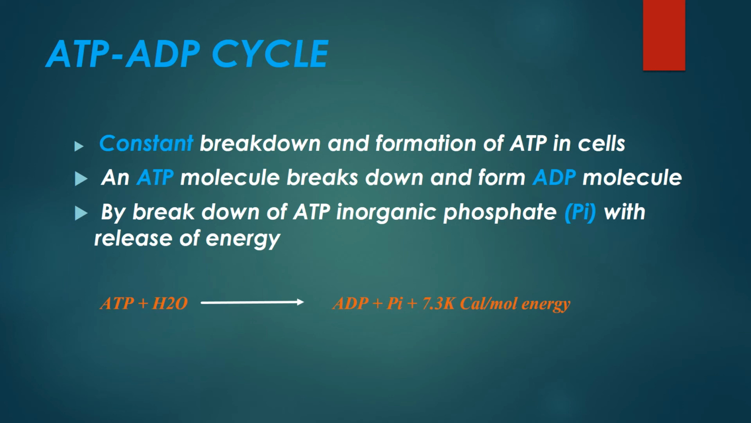An ATP molecule breaks down and forms ADP molecules, by breakdown of ATP into inorganic phosphate with release of energy. Here in this chemical reaction you can see ATP is hydrolyzed by water, and one phosphate is released, ATP changes into ADP. Also energy is released, 7.3 kcal per mole of energy is released. So this is the ADP-ATP cycle.